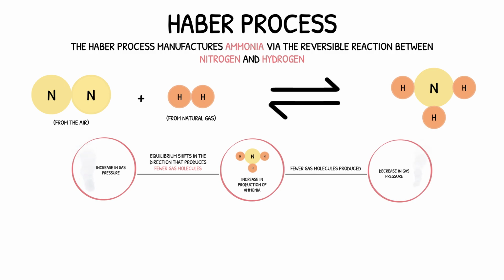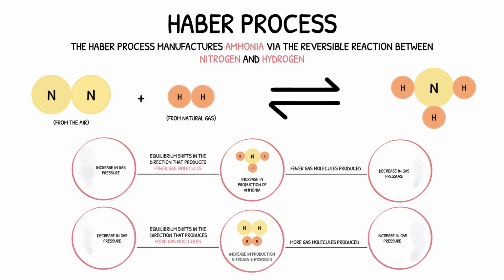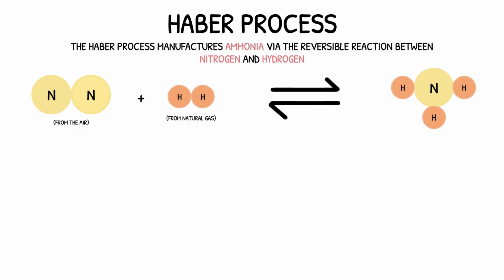This explains why the Haber process is carried out under such high pressures. So, what do you think would happen if the gas pressure of the reaction were decreased? You guessed it, the equilibrium will shift in the direction that produces more gas molecules. Changes to the concentration of reactants and products will also cause a shift in the equilibrium of a reversible reaction.